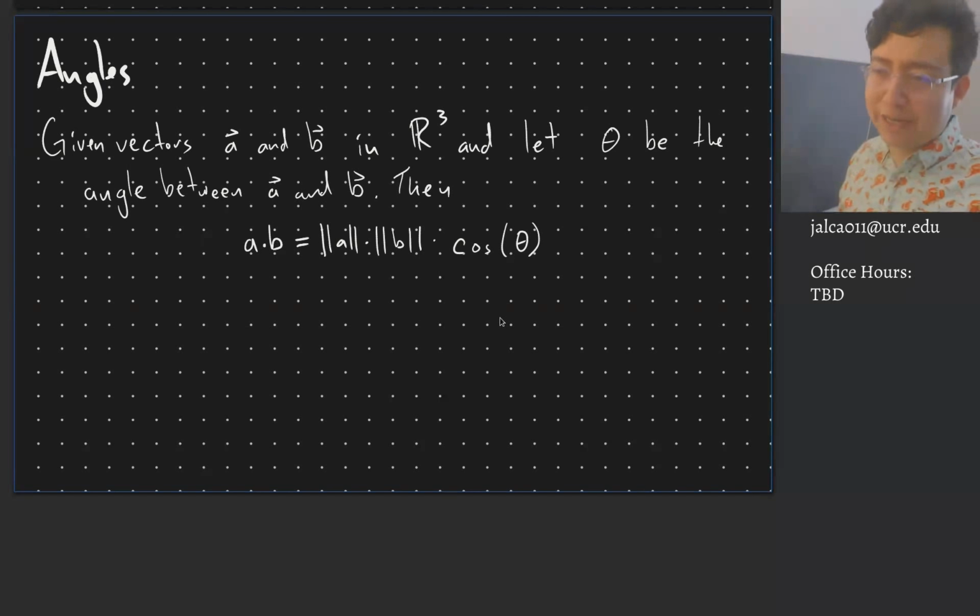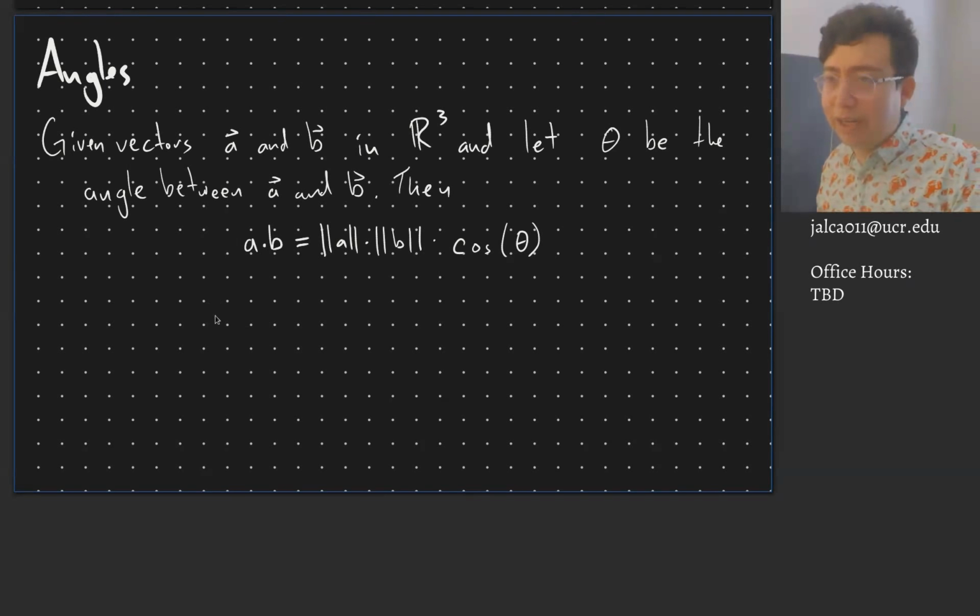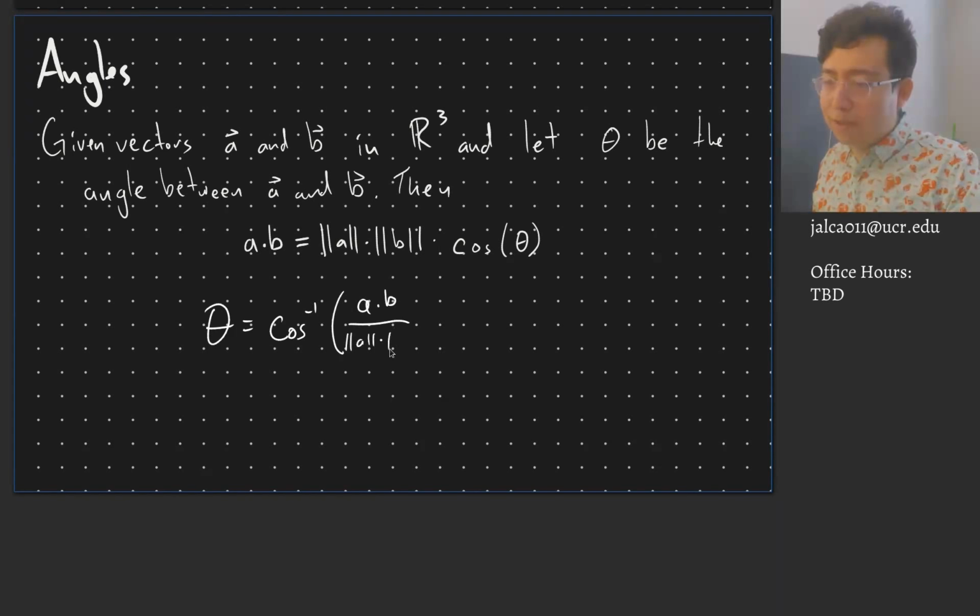Or I shouldn't say for free. There's a little bit of work here, right? So you have, let theta be the angle between these two, and so on. So basically, you might think, okay, but this is a complicated formula. How do I actually go about getting the angle from this? What if I want to find the angle? How can I actually use this? Well, you can solve for theta in this situation, and you get that theta is equal to cosine inverse of A dot B over the norm of A times the norm of B.